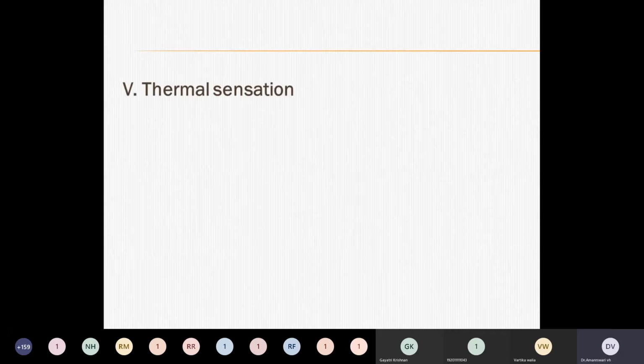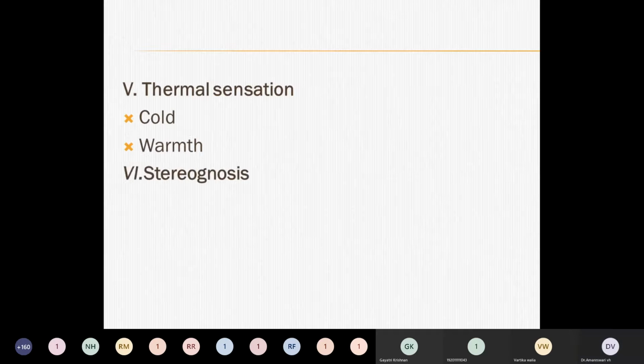Then we are going to check temperature sensation. Under this, cold and warm sensations separately. And one more test, stereognosis. And one more test, graphesthesia. I'll be dealing with all these things in the coming slides, one by one.